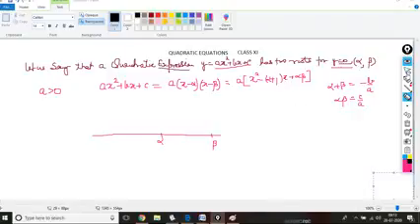Okay, that's not a point, don't get confused. This is alpha, beta. Now what is alpha plus beta? Minus b by a. So substitute over here. If you substitute, you see you get the same equation. And if you substitute, you get x square, and alpha plus beta is minus b by a.